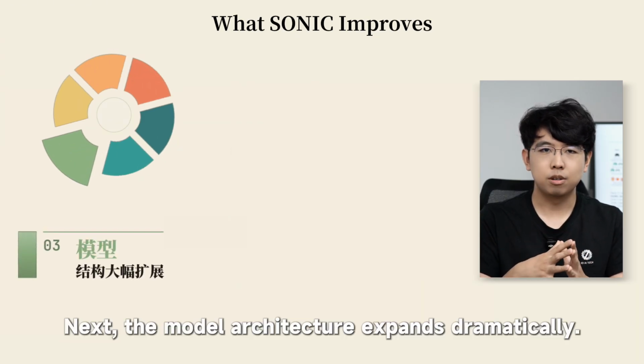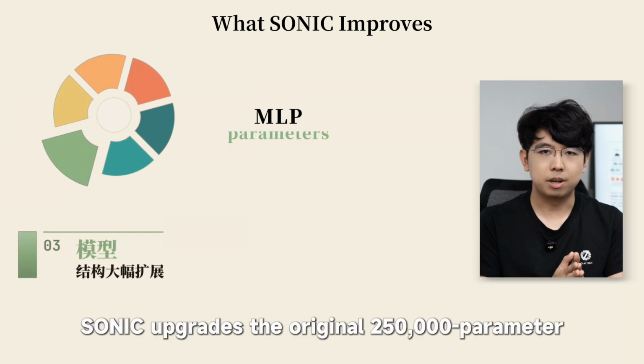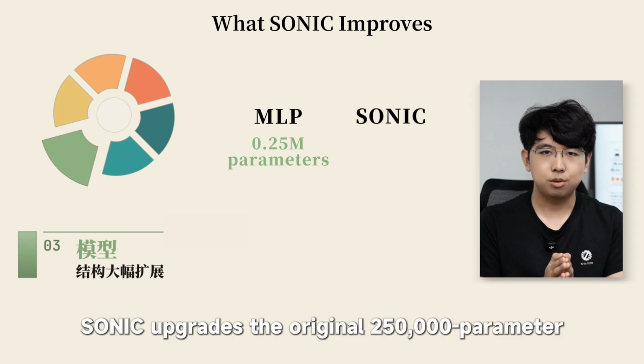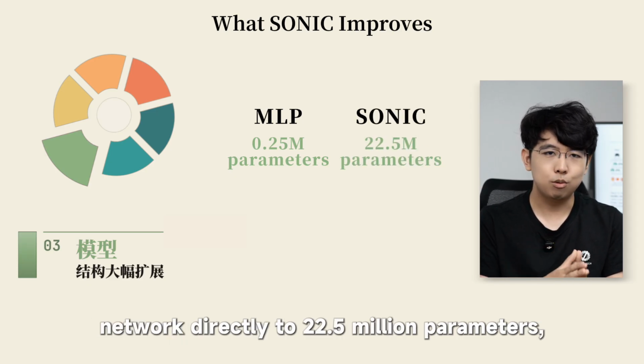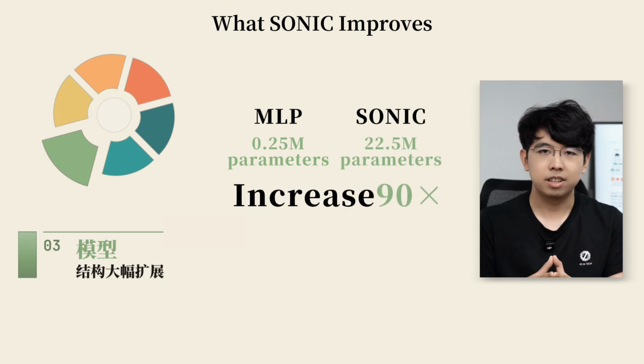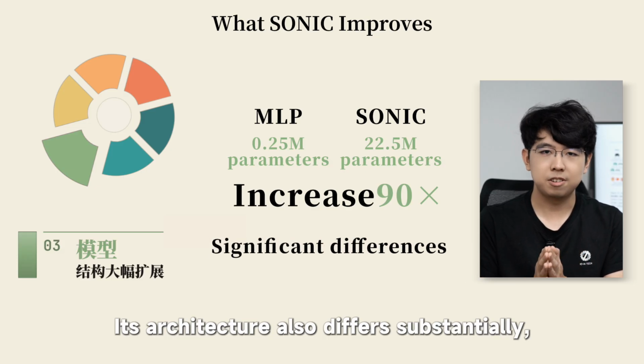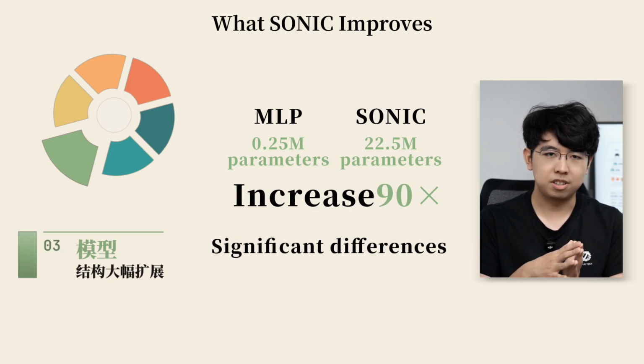Next, the model architecture expands dramatically. SONIC upgrades the original 250,000 parameter network directly to 22.5 million parameters, increasing capacity 90-fold. Its architecture also differs substantially, which we will explain in detail shortly.